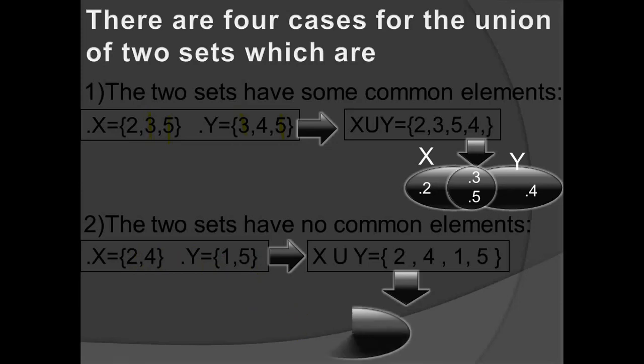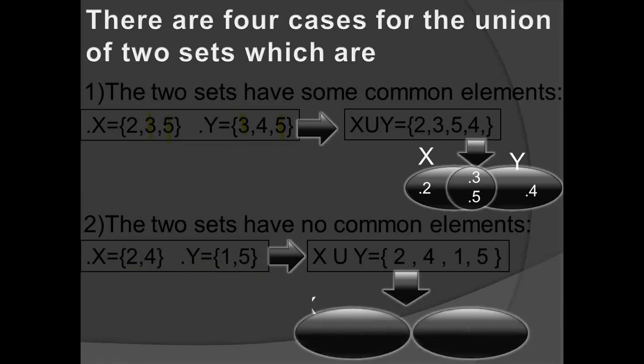Therefore, the diagram figures equal X, Y, and the two sets are disjoint sets.